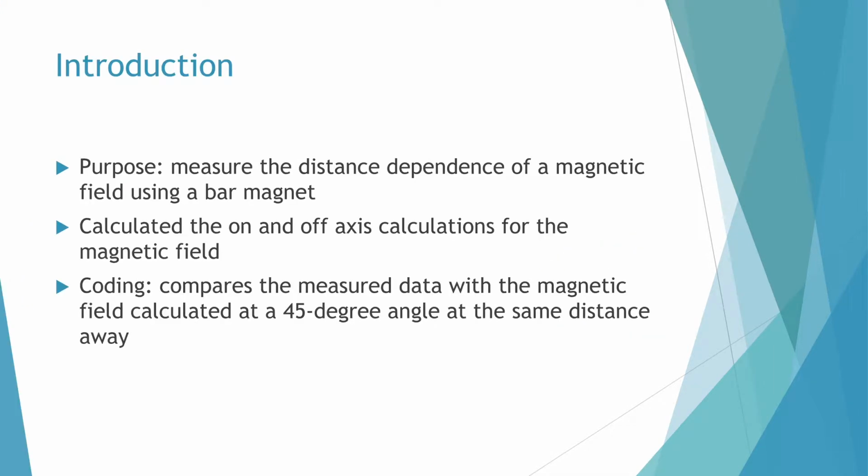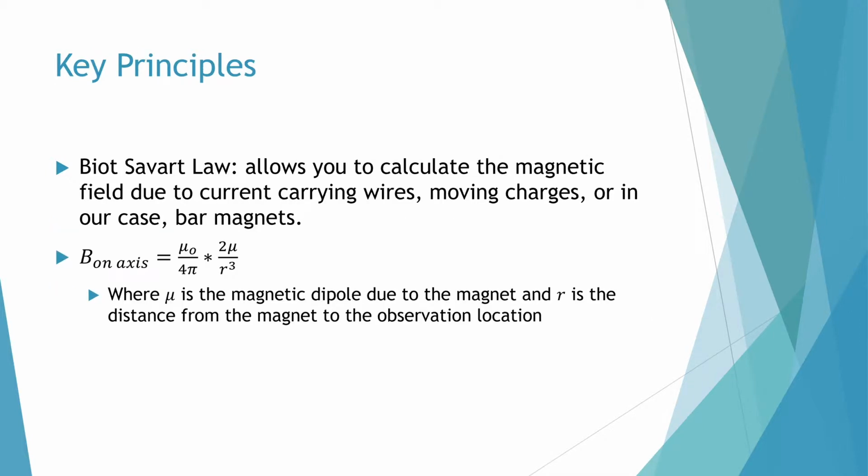For the introduction, the purpose of this lab is to measure the distance dependence of a magnetic field using a bar magnet. We calculated the on and off axis measurements for the magnetic field at different locations, and then the coding portion compares the measured data with the magnetic field that we calculated at a 45-degree angle at a certain distance away. Some key principles that I wanted to highlight were the Biot-Savart law.